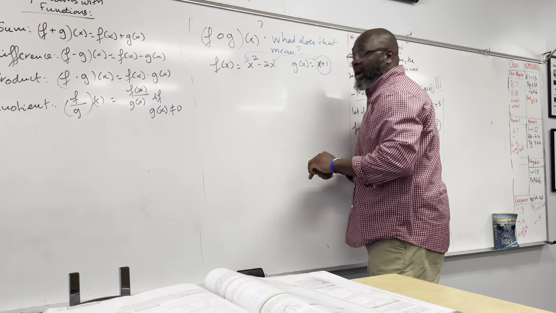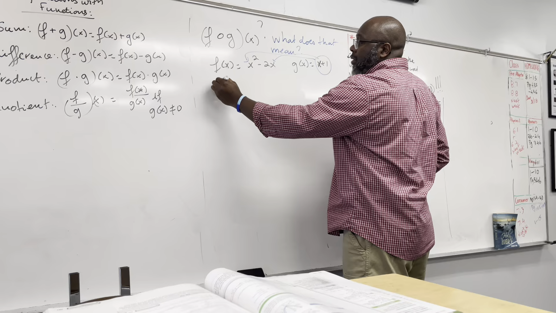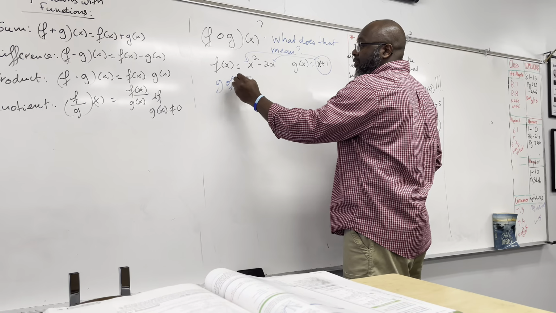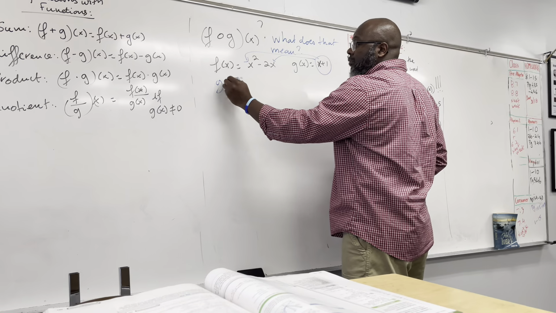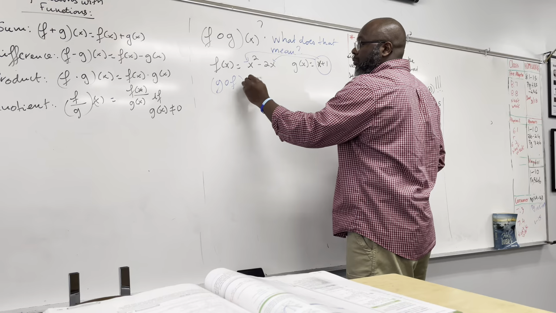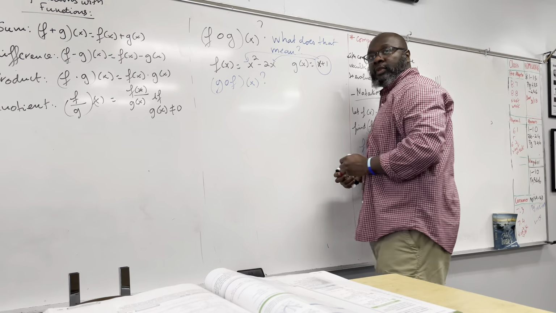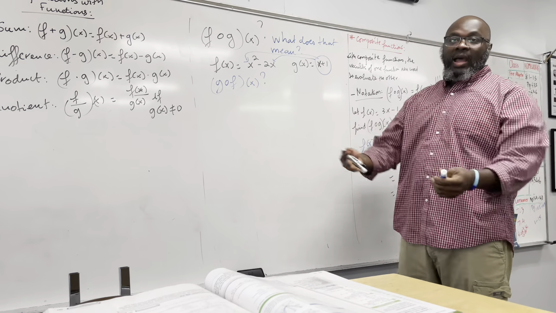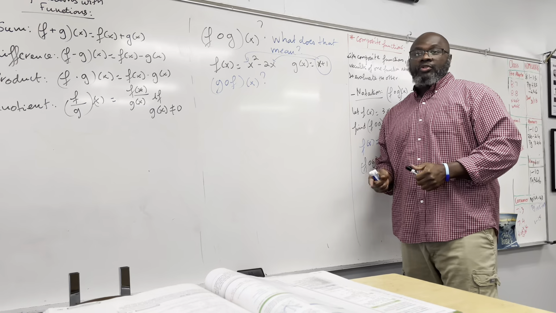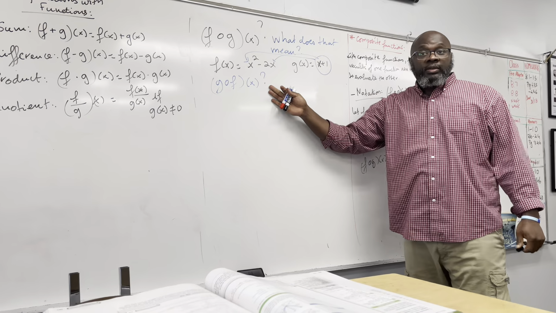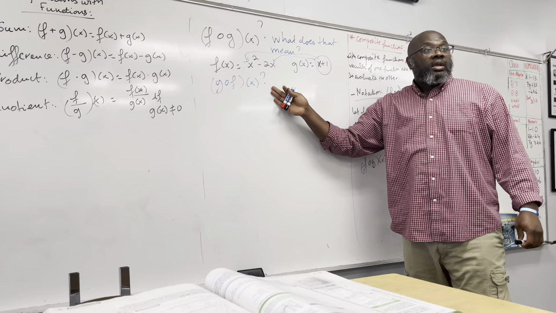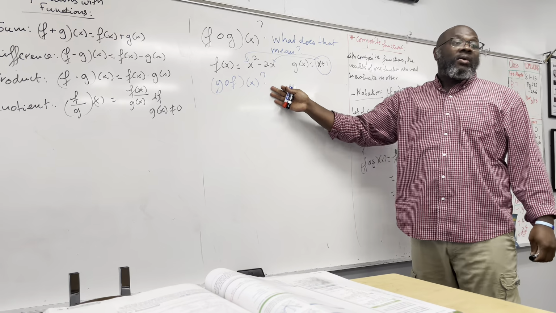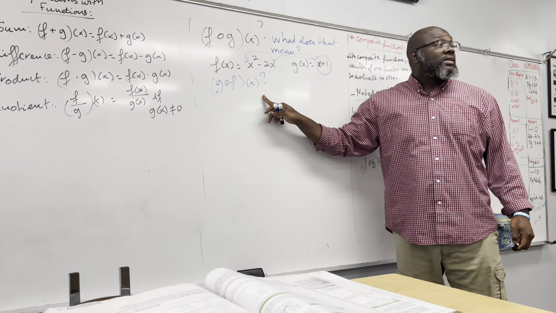I also want you to find g of... I have a question. How do you determine whether it's going to be f of g of x or g of f of x? I gave it to you. What's the first letter? So you've got to look at the way it's written, right? Here, if I have g round f of x, what am I asking for?